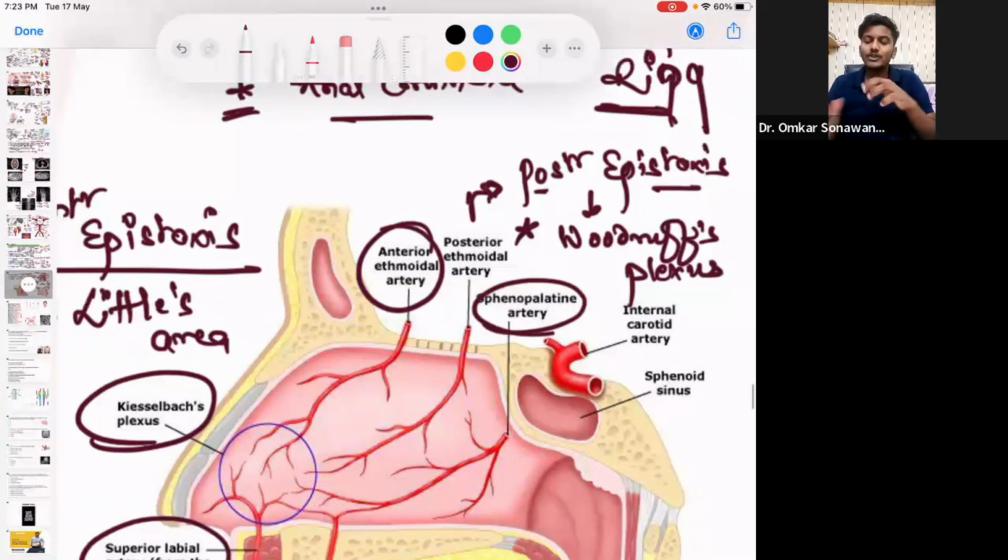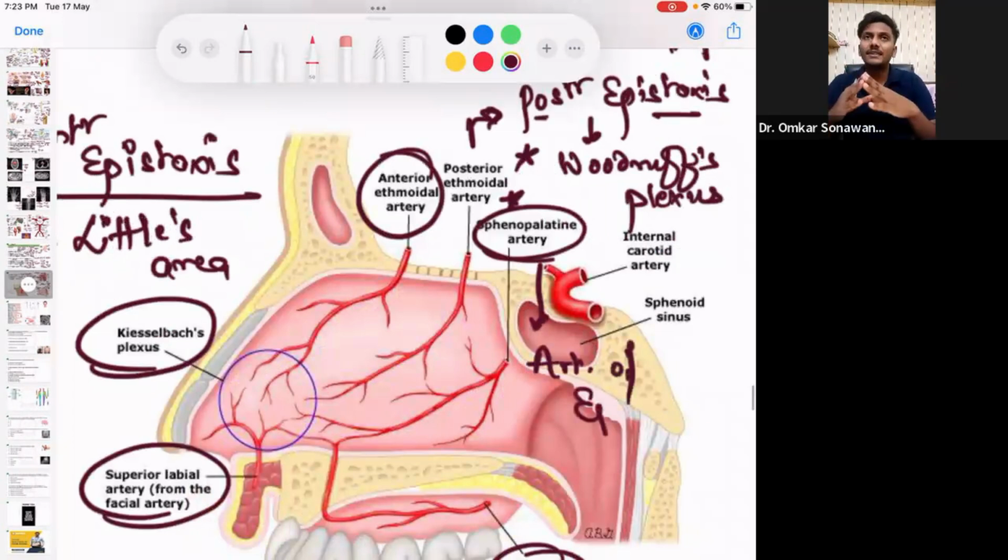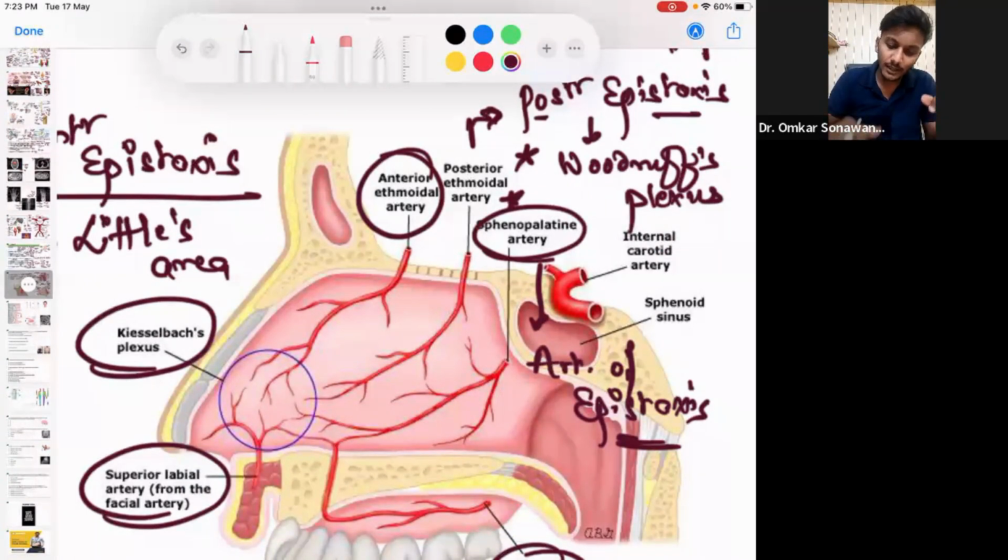And if I say which is the most common artery to bleed in epistaxis, the answer is sphenopalatine artery. Therefore, sphenopalatine artery is also called the artery of epistaxis. After direct pressure and chemical cauterization, the first artery to ligate is the sphenopalatine artery. कोई दिक्कत नहीं है इसमें, important.